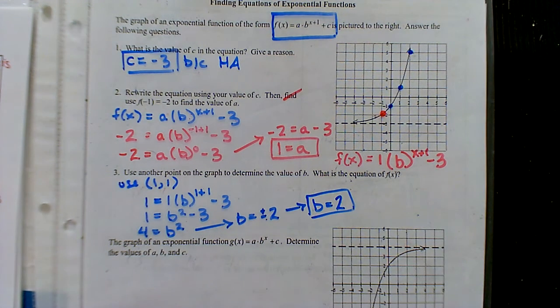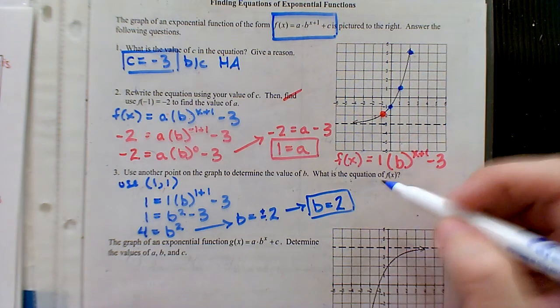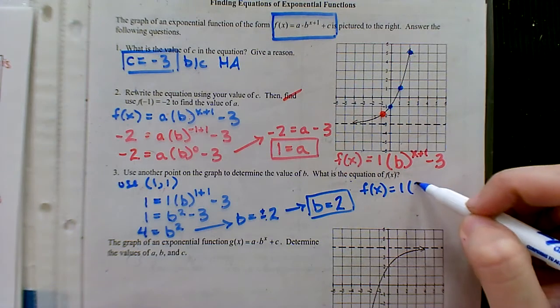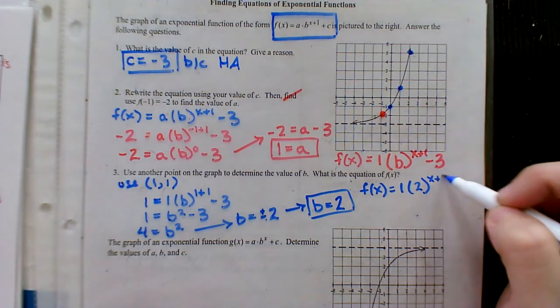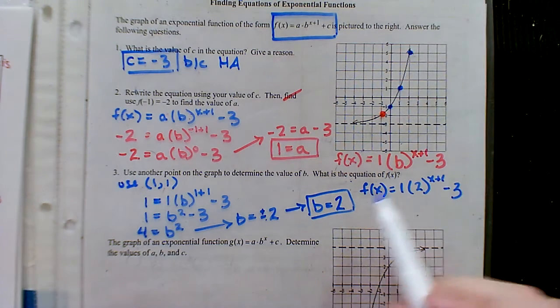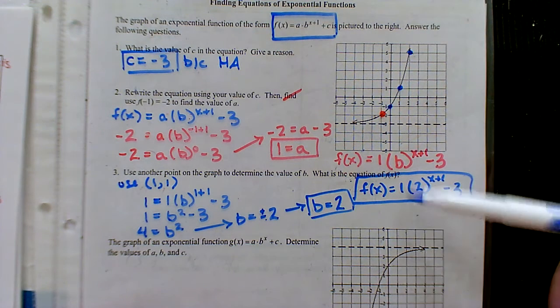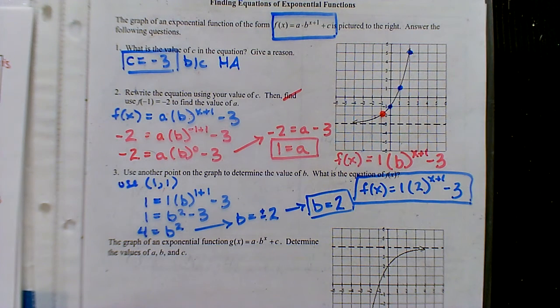So we figured out c, we figured out a, we figured out b. We're going to bring all those together to write the final equation for f of x. So we'll have 1 times 2 to the x plus 1 power minus 3. Now, if you don't want to write the 1 out front, you don't have to, because multiplying by 1 doesn't really change anything.